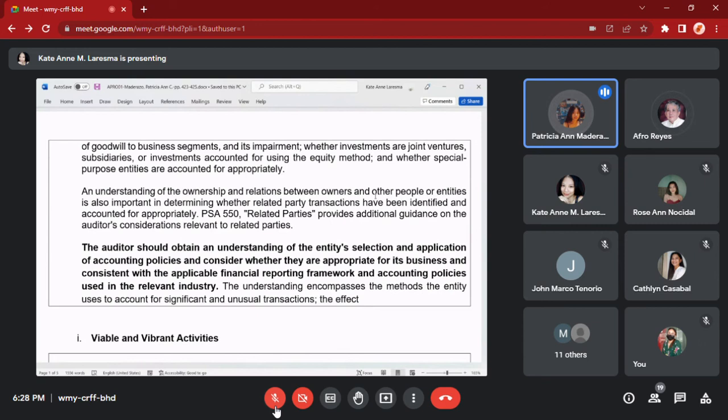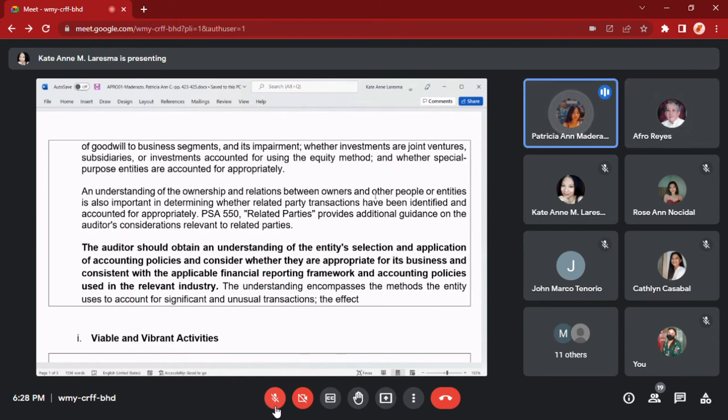So since the accounting principles in the Philippines require the disclosure in the financial statements of certain related parties, the auditor needs to be satisfied with the information disclosed about the related parties. The auditor needs to review the shareholder records, the list of principal holders, and also the minutes of meetings of the shareholders and board of directors.